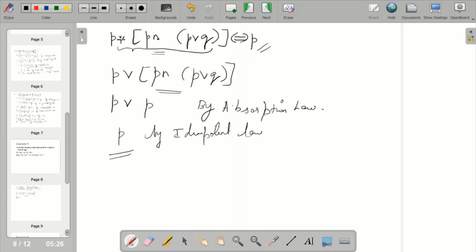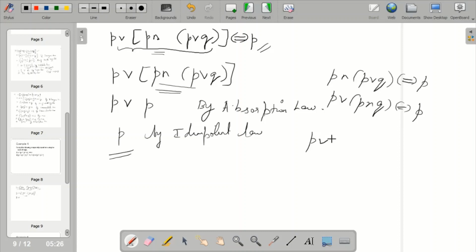So I'll repeat, I applied two things, P and P or Q, and I wrote it as it is over here. This is of the form of absorption law. In absorption law, P and P or Q is always logically equivalent to P, or if you have P or P and Q also, it is always logically equivalent to P. So I wrote this as P.